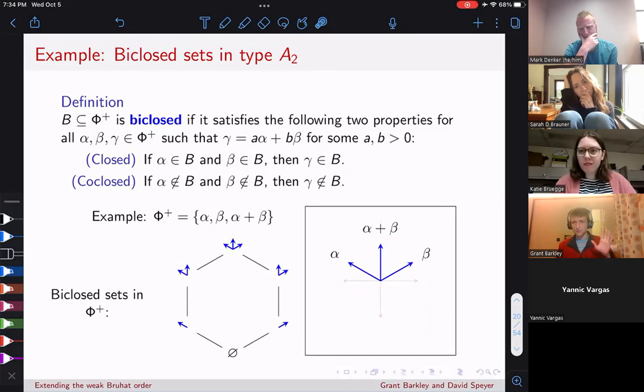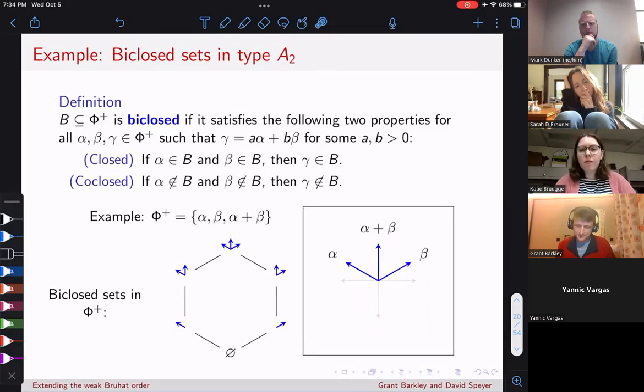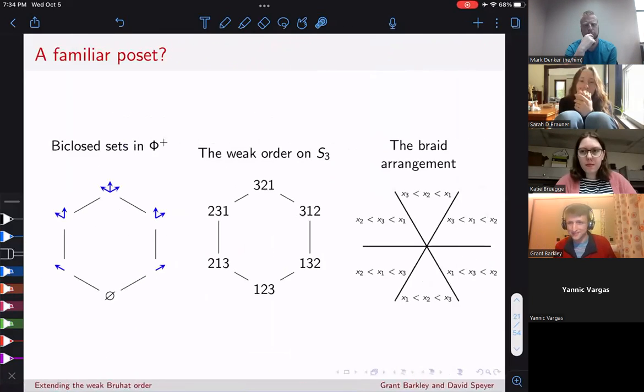There's actually a less general version of this called biconvex. That turns out to be bad, but this is just the condition that if you take the cone over your set, then everything inside the cone is also in the set. This turns out to be bad.